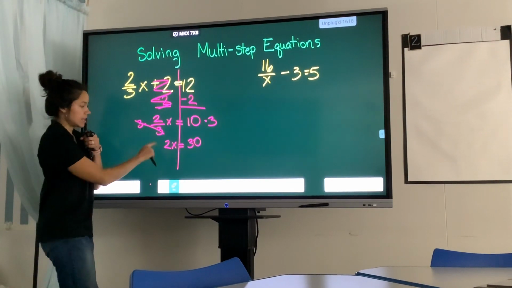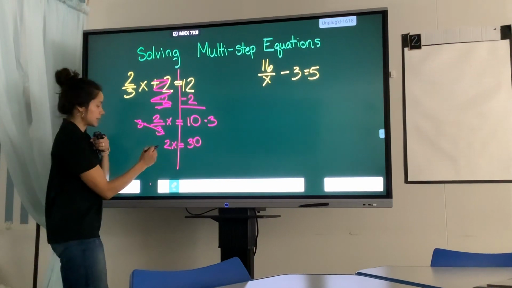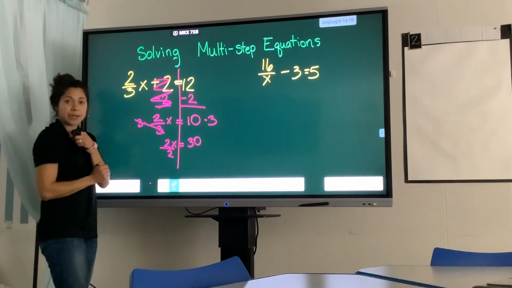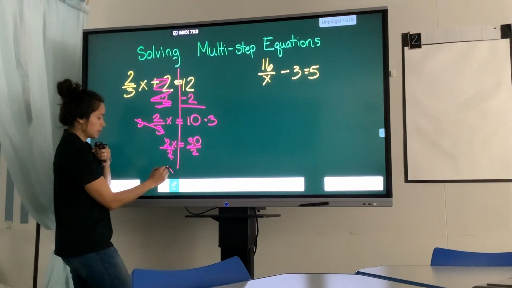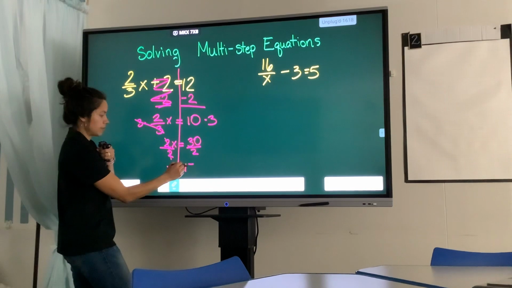And then the opposite of multiplying 2 times x, the opposite of multiplying by 2 is dividing by 2. We will do that to both sides. That'll become 1. So 1x, or just x, is equal to 15.